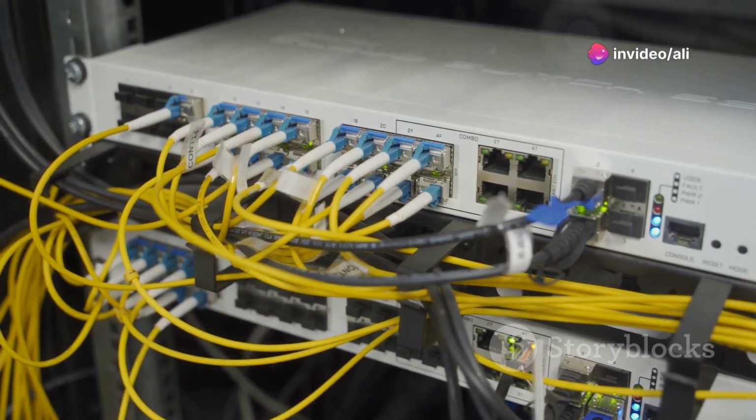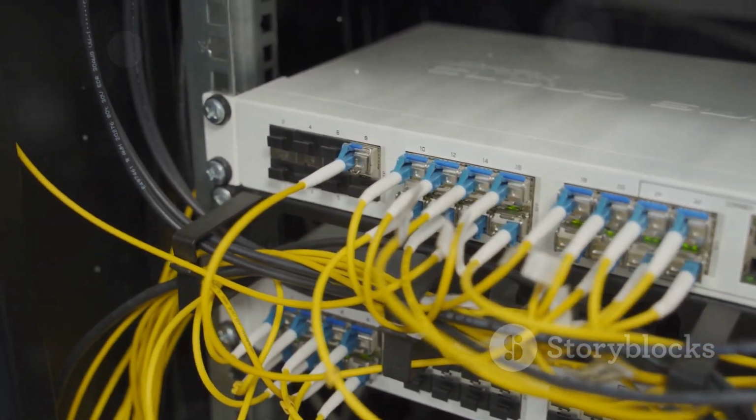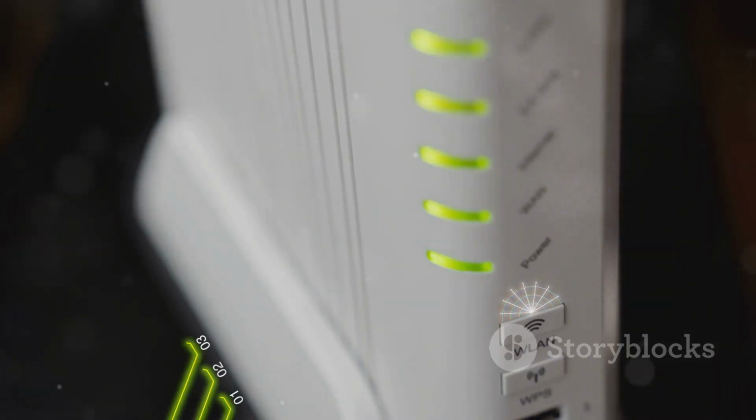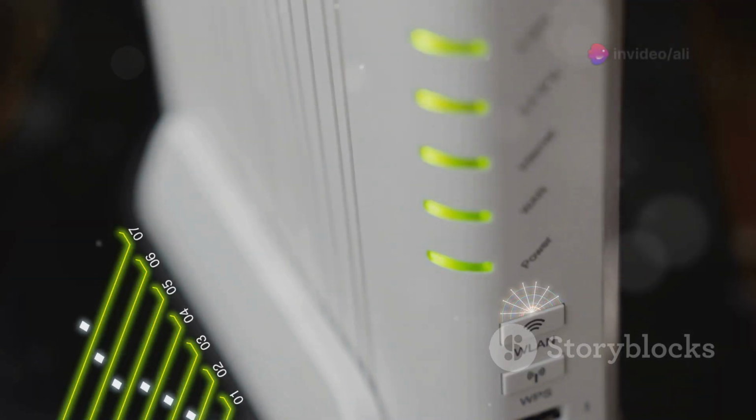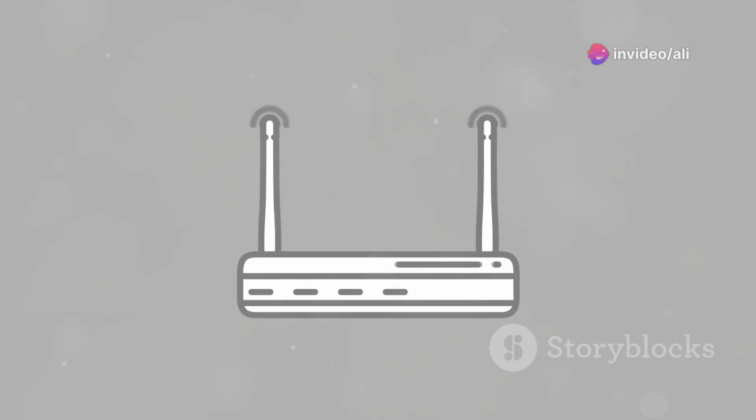Default routing is super common in smaller networks, especially home and small office setups. Your home router probably uses default routing to send all your internet traffic to your internet service provider, ISP. It's simple, it's effective, and for most basic internet usage, it gets the job done.